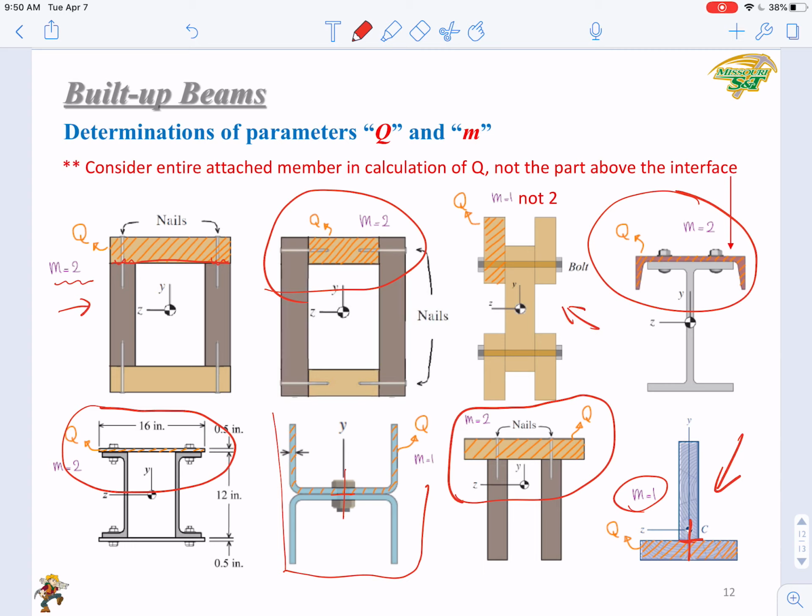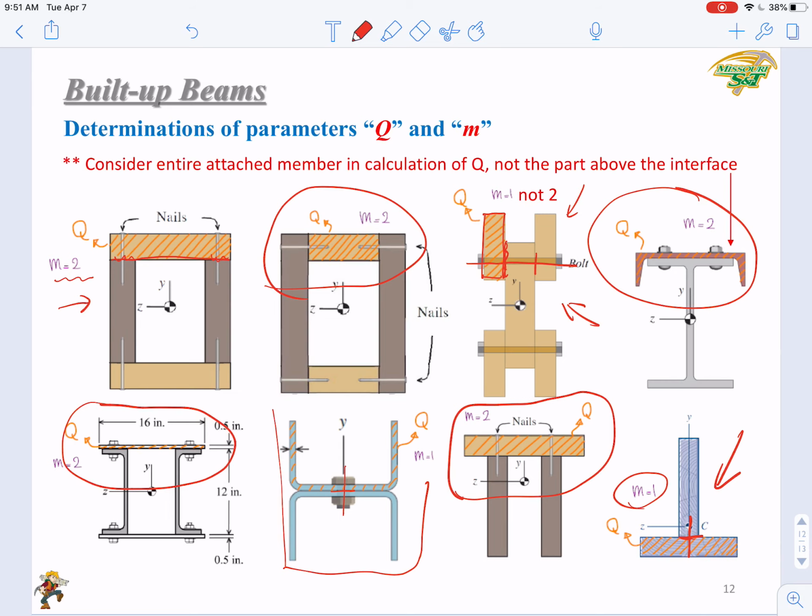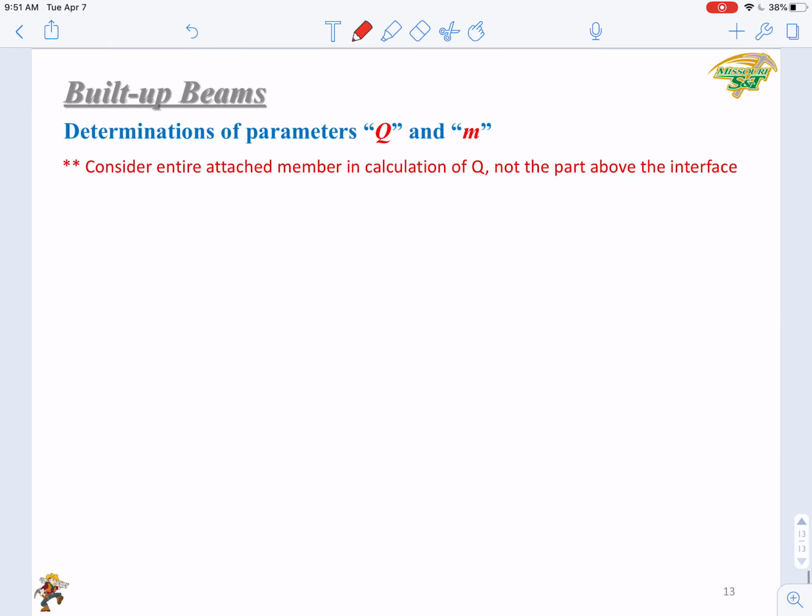And the last example is a little special. At first glance, you will see that you have 1 bolt, but 2 surfaces will be sheared, right? But when you're calculating one of the interfaces, when you cut this area off, you have just 1 row of bolts and 1 face will be sheared. So the M equals 1, right? Not 2. This is a special case. We will have an example later to talk about this. Then I can give you more examples regarding the M.